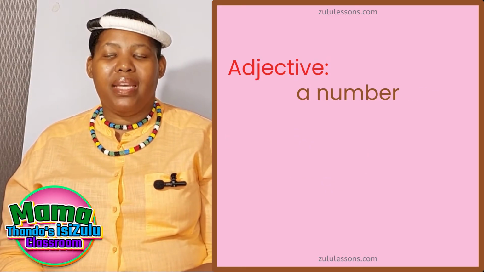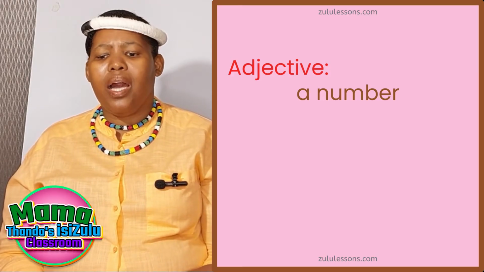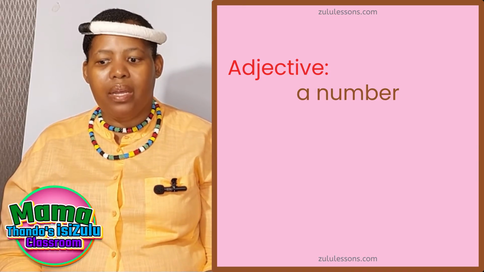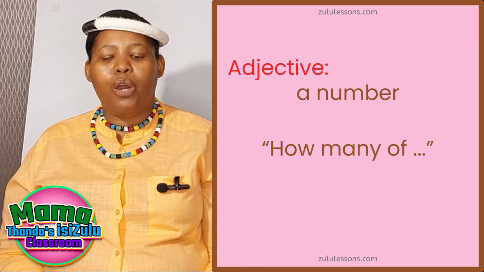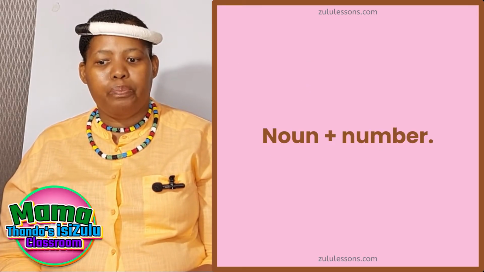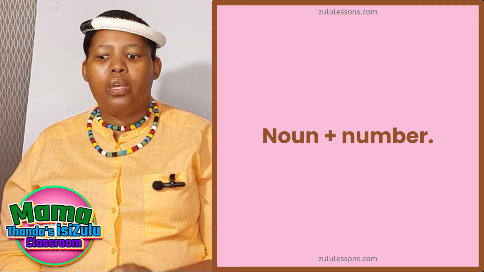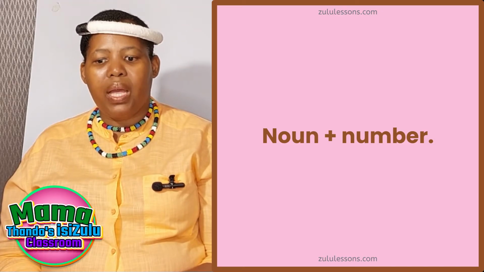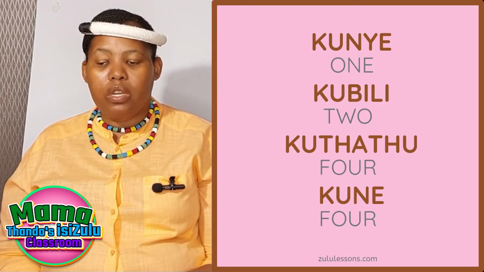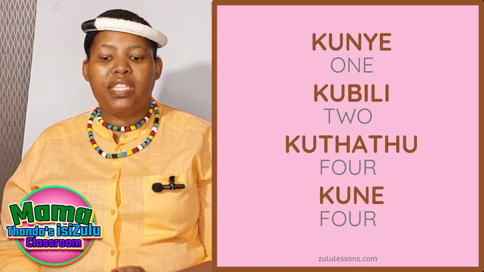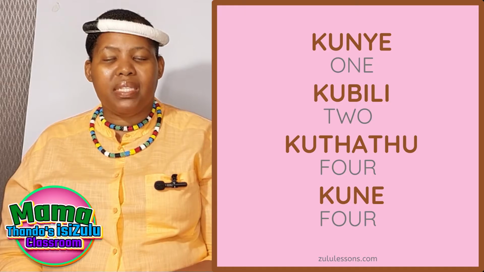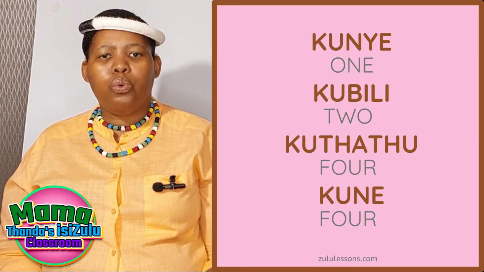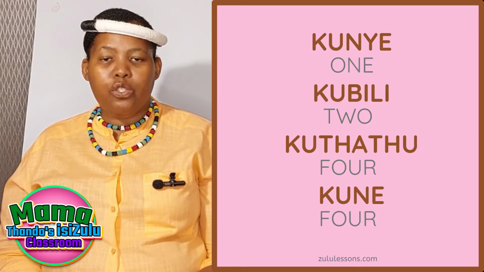In this particular lesson, though, we are talking about number adjectives. So our adjective will be a number because we are describing the noun by the number 4. You will see 2 words. The first will be the noun, followed by the number. The number you will see will be the root of the number, the full number that you see when we list numbers in isiZulu and we say kunye, kubili, kuthathu, kune, kuhlanu, and so on.